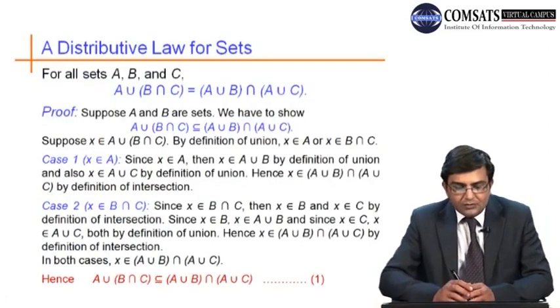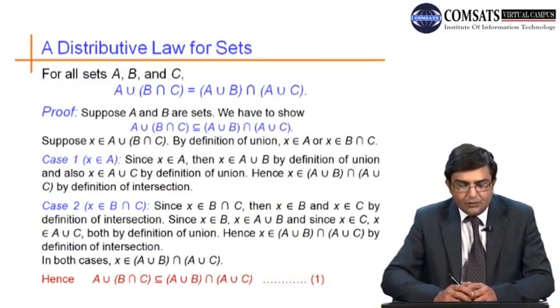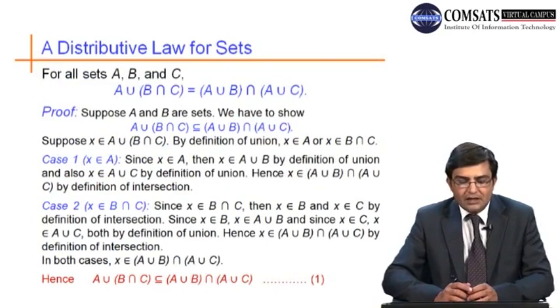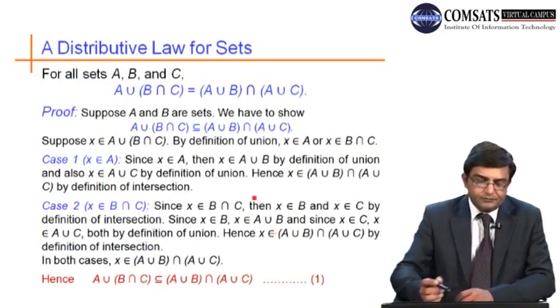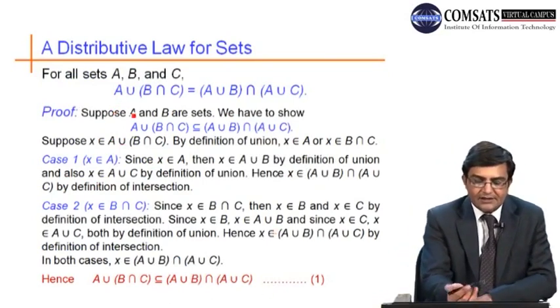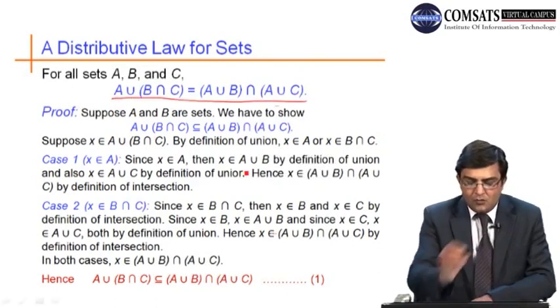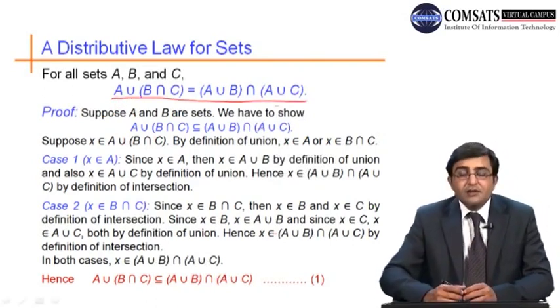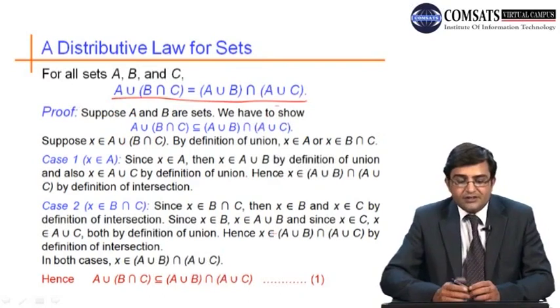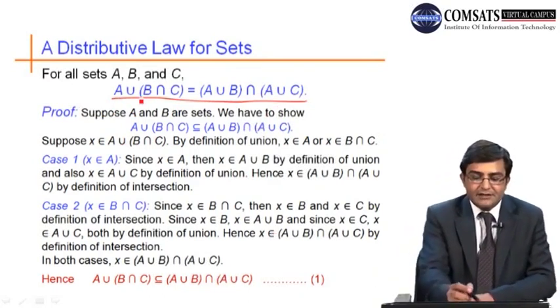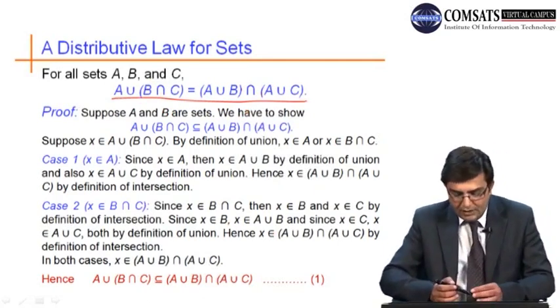Now I give you the proof of some of the identities. For example, I give you the proof of the distributive law for sets, especially this set. We shall prove this law, which is the distributive law, and we have to prove that the left hand side is equal to the right hand side.